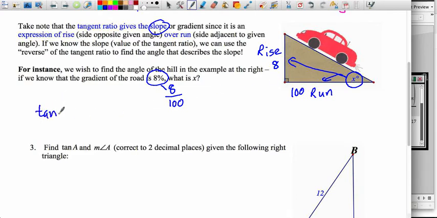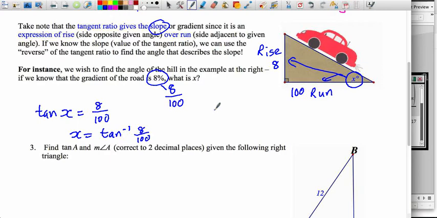The slope is rise over run. So tangent of angle x, which is slope, is equal to rise over run. And we can then solve for x, find the angle that the hill makes with the ground by reversing the operation. x is equal to arctan of 8 over 100.